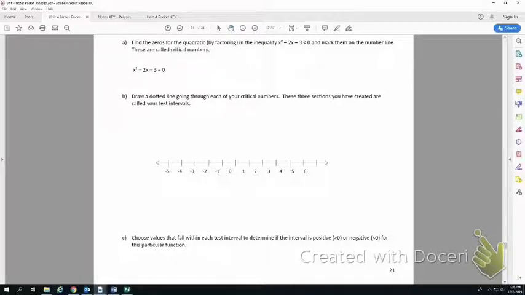So if I factor this, make my little TP here, what factors of negative 3 add up to negative 2?